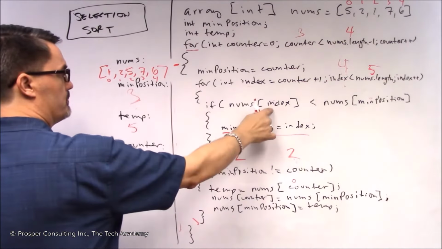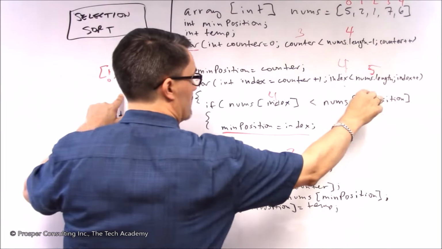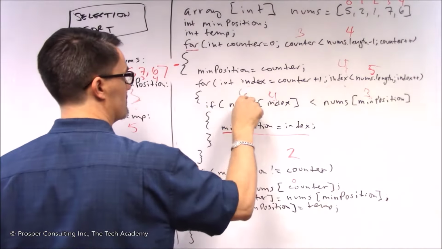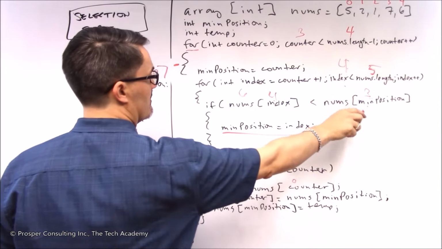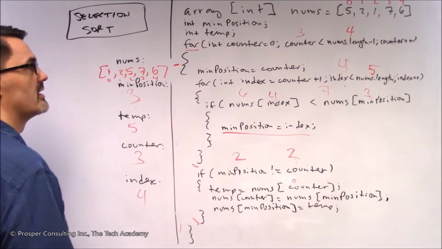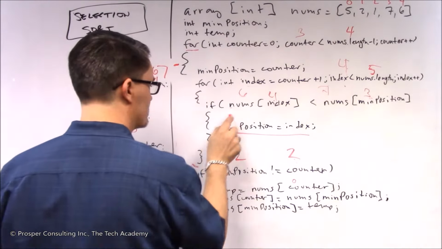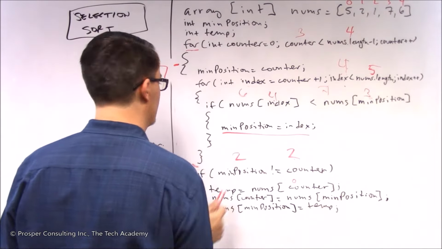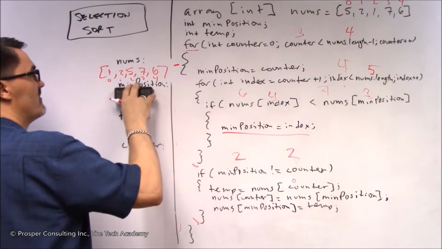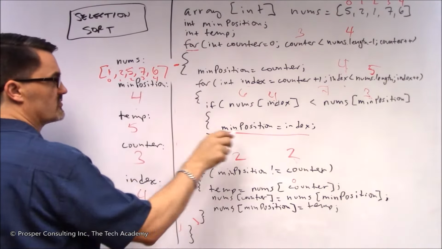So index is 4. Min position is 3. All right, so what's the value at 4? It's 6. What's the value at 3? It's 7. Is 6 less than 7? It is. Now we're going to execute this if statement. Okay, good. So we set min position equal to index. If index is 4, min position now becomes 4 because we found a lower value. Okay, good. Awesome. So min position becomes 4 right here.